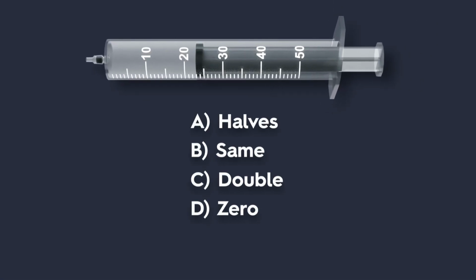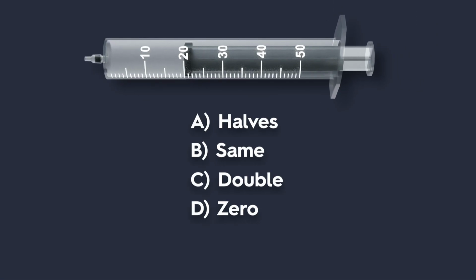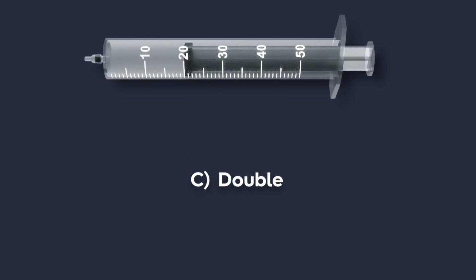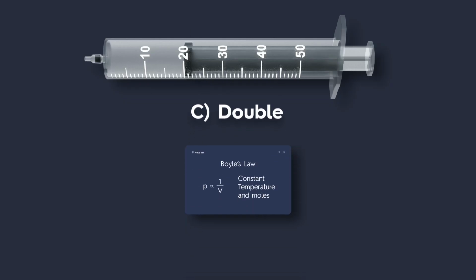Time to reveal the answer to our quiz. When the volume is cut in half at constant temperature, the pressure doubles. That's Boyle's law in action. The product of pressure and volume stays constant.